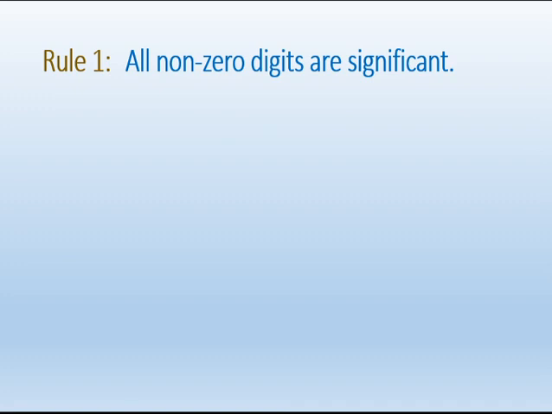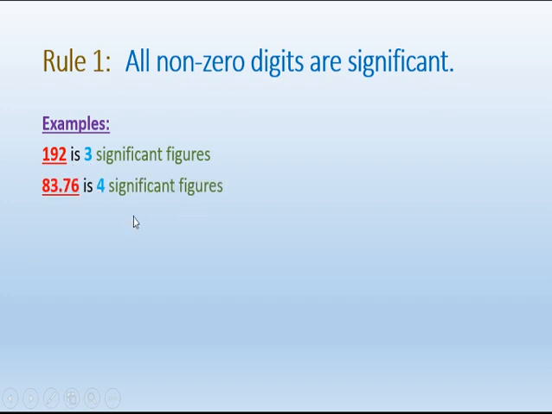First rule is all non-zero digits are significant. For example, 192, all 3 are non-zero, so it is 3 significant figures. 83.76, though it has a decimal point, the decimal point doesn't matter here. We will be counting only non-zero numbers, so that's why it is 4 significant figures. Similarly, 3 is a single number, so it is one significant figure. 4.5 is 2 significant figures as well.